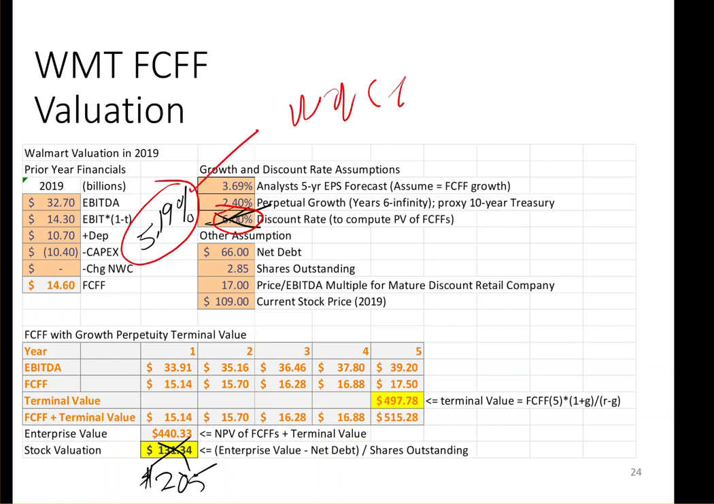And when I take the present value of FCFFs estimated earlier, discounted at 5.19, and then subtract out, that's the enterprise value, I subtract out net debt and divide by number of shares, I can now value Walmart at $200 a share at that point.